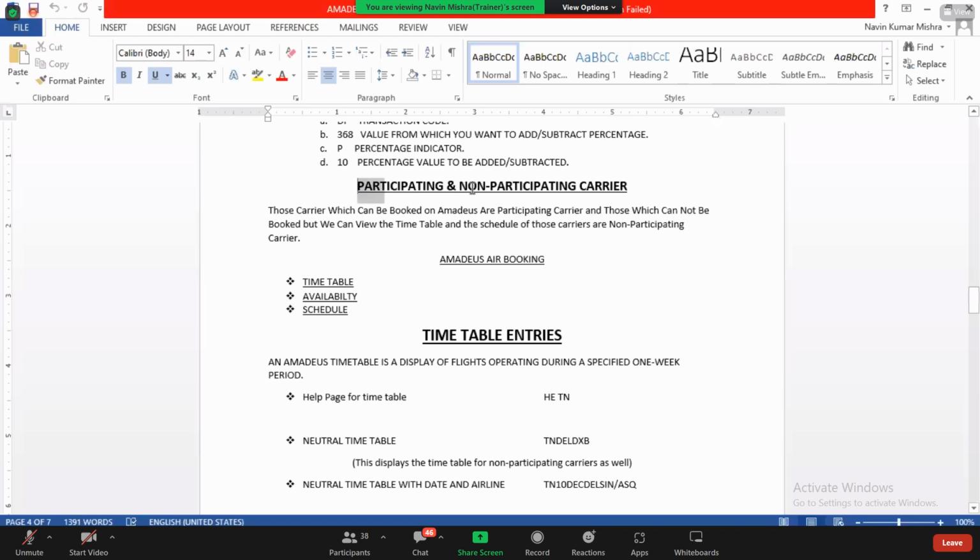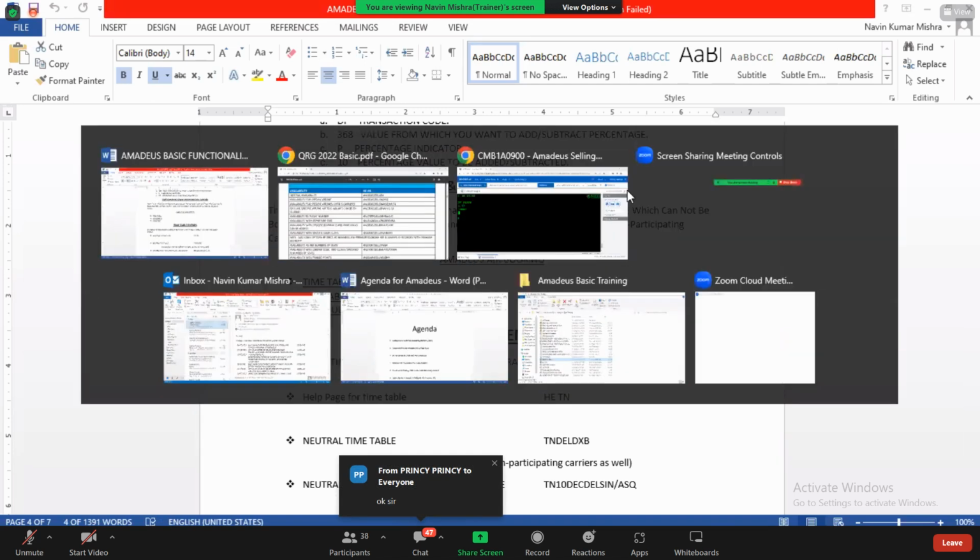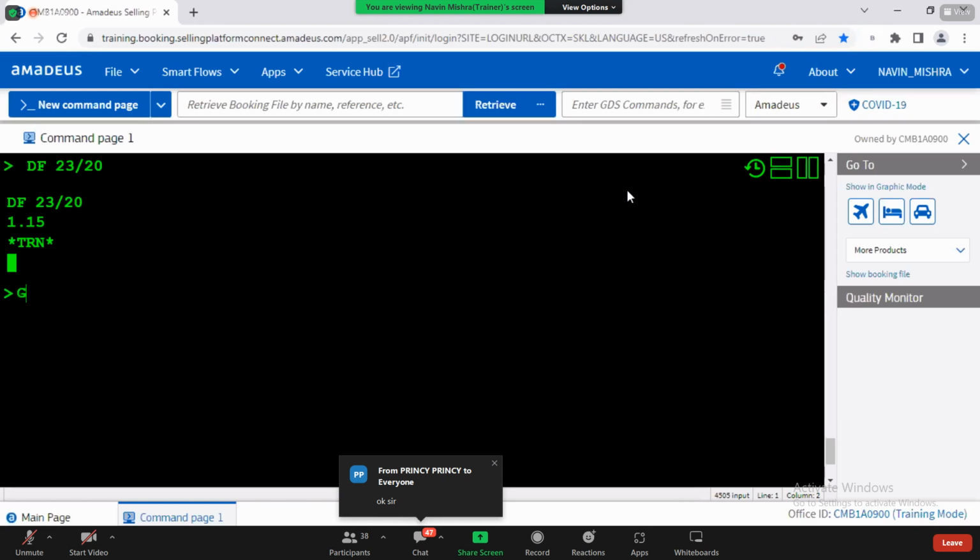So how do we find out which airline is a participating carrier and which is a non-participating carrier? To resolve such confusion, there is a command, GGPCA. GGPCA means go and get, and PCA means participating airline. Here you need to enter the two-letter code of an airline. If I enter 6E, what is the name of the airline? 6E is IndiGo airline.